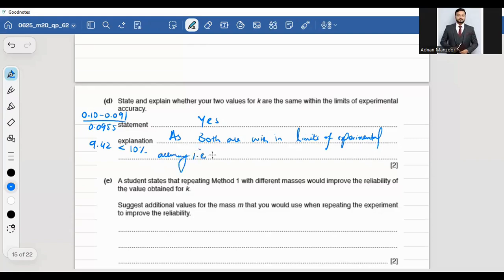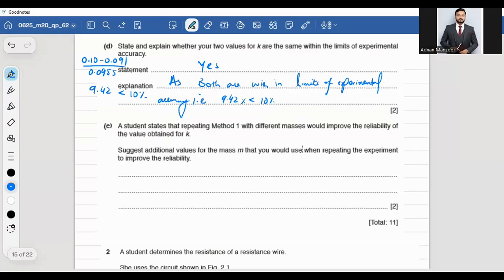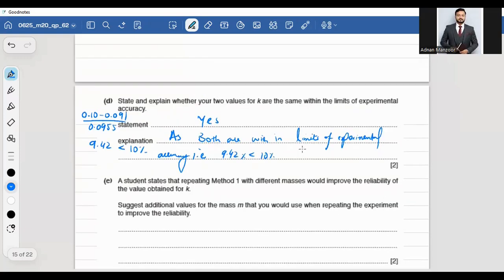And mention it here, like it was 9.42%, which is less than 10. That's important. Okay. A student states that repeating method 1 with different masses would improve the reliability of the values that depend on K. Suggest additional values for the mass that you would use when repeating the experiment to improve the reliability.